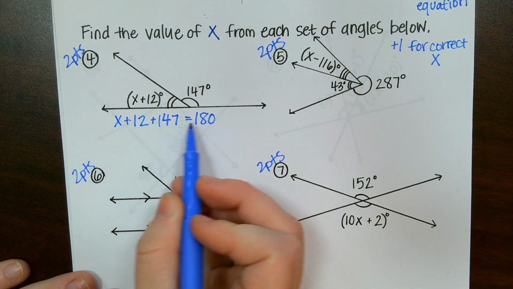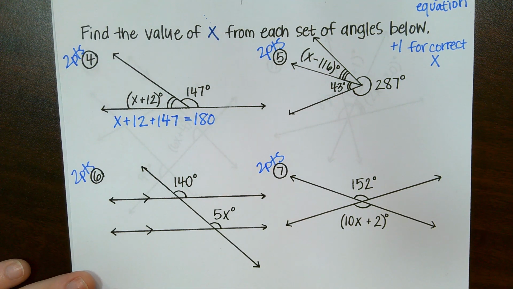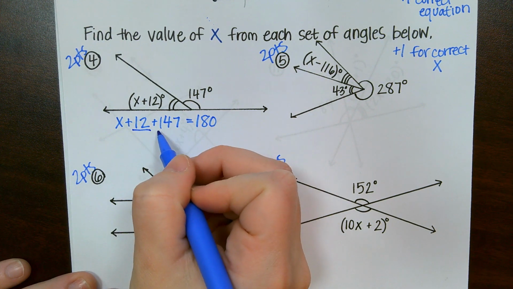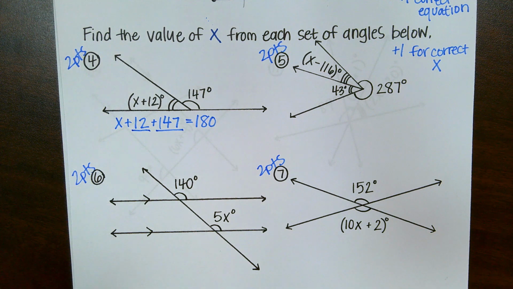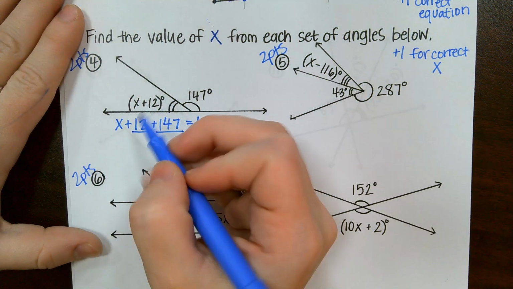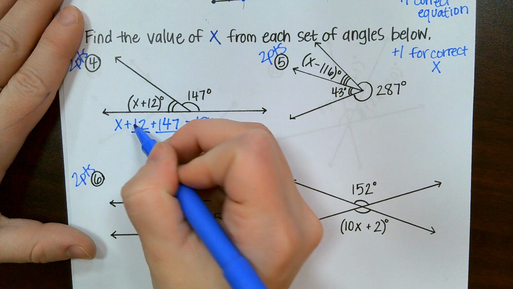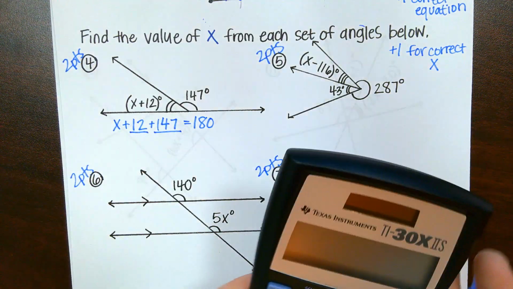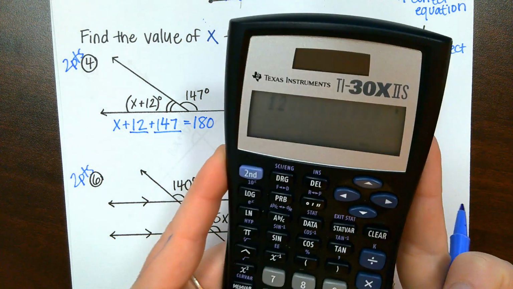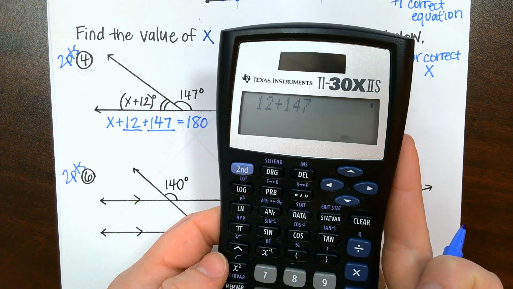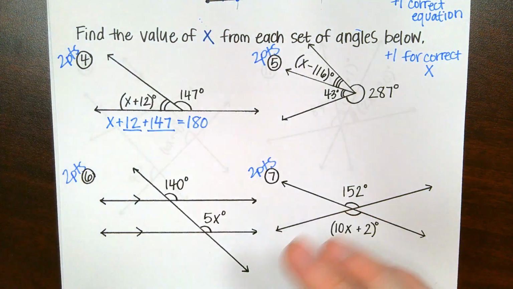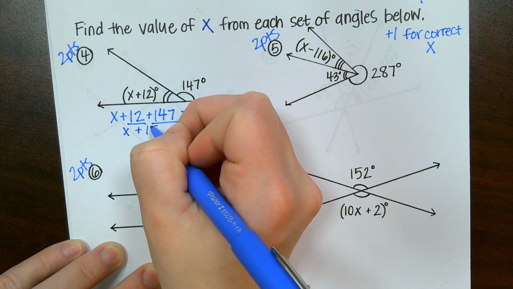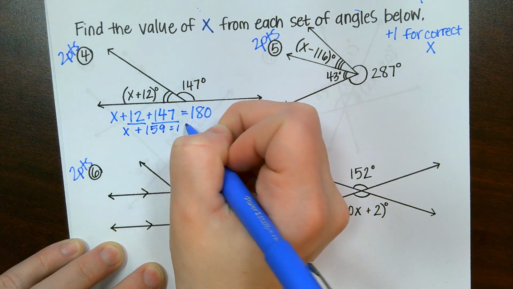Now I need to look and see, is there anything that I can combine? Do I have any like terms? And I do. Got 12 and 147. Neither of these numbers have variables, so I can combine them. So 12 plus 147, let's see, y'all know I'm not good at mental math. 12 plus 147, let's see, 159. So now I have x plus 159 equals 180.